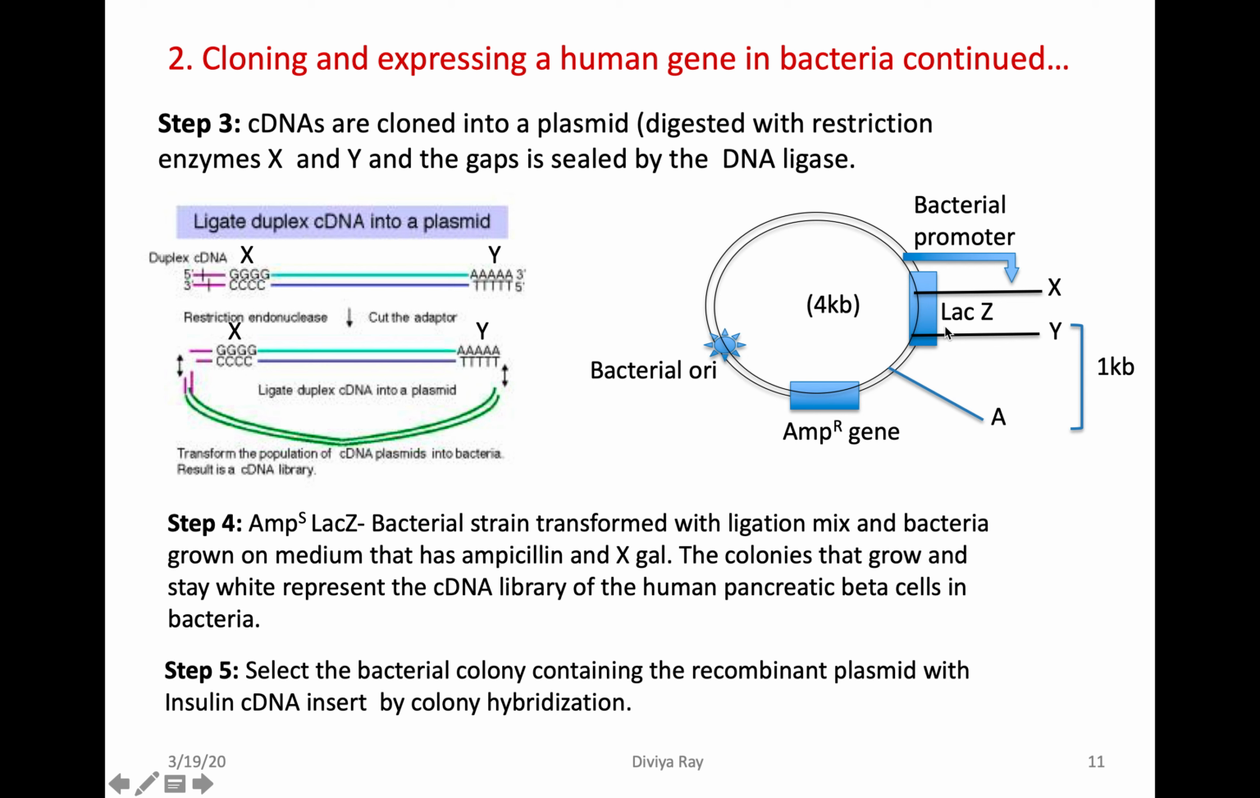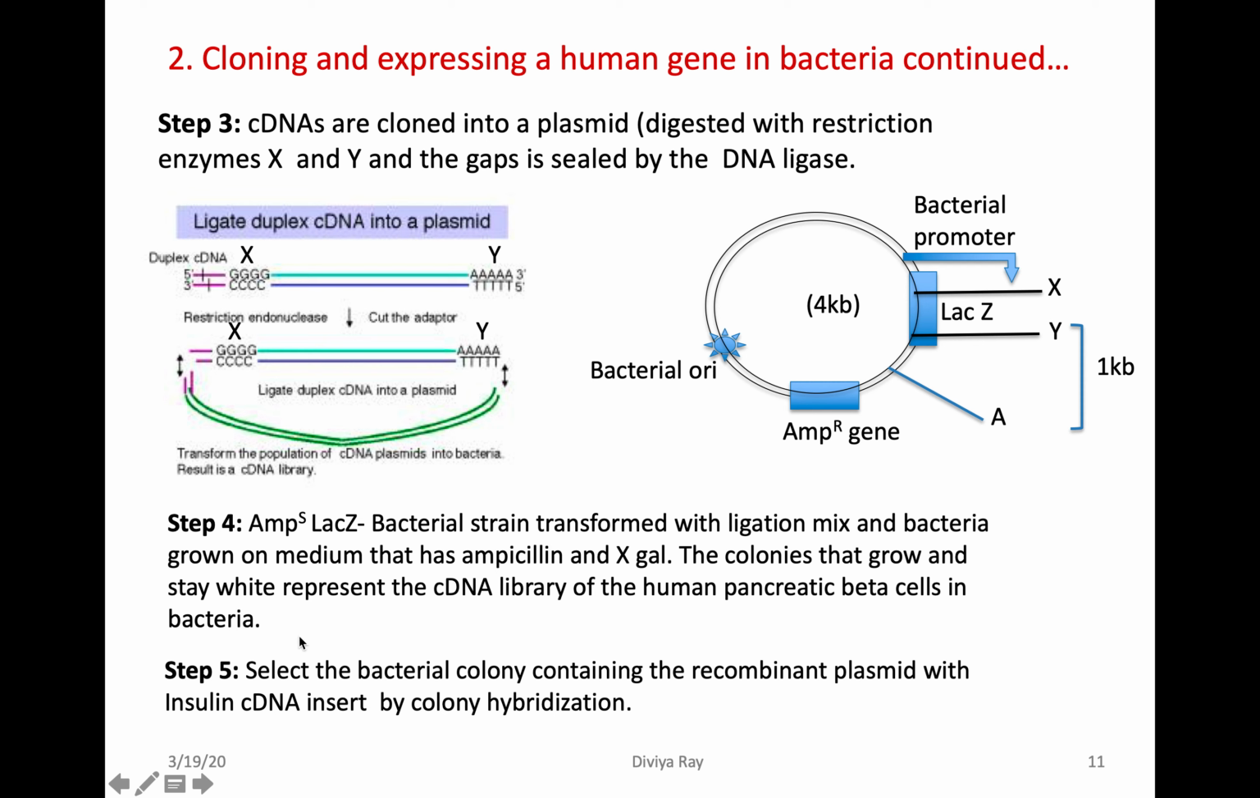So if you are cloning a cDNA in the plasmid and you want to express the cDNA, you have to have the right promoter, and you have to clone it in a way so that it is oriented correctly with respect to the promoter. Okay, so let's say you cloned it in this particular plasmid.